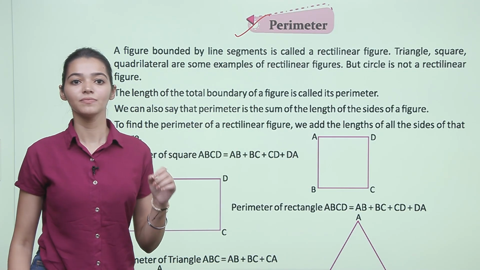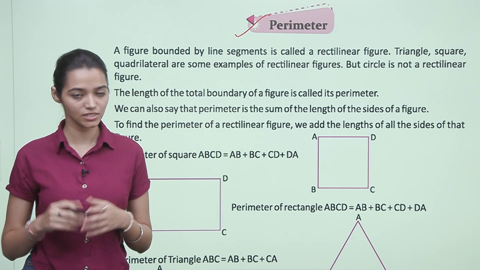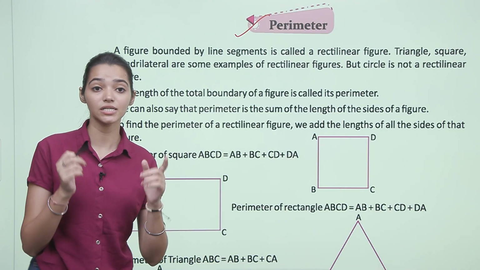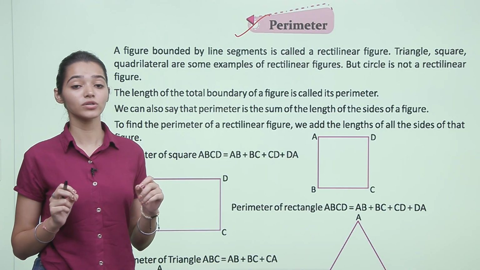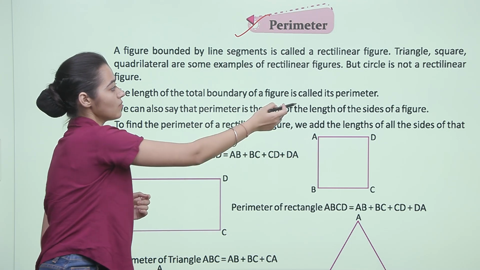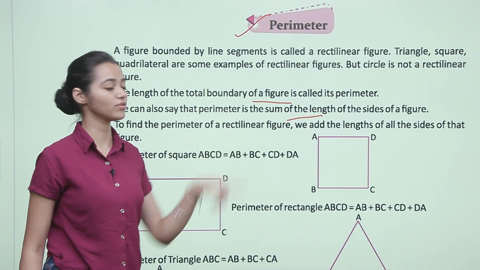Now let's start with perimeter. A figure bounded by line segments is called a rectilinear figure. Triangle, square, quadrilateral are some examples of rectilinear figures, but a circle is not a rectilinear figure. The length of the total boundary of a figure is called its perimeter. We can also say that perimeter is the sum of the lengths of the sides of a figure.